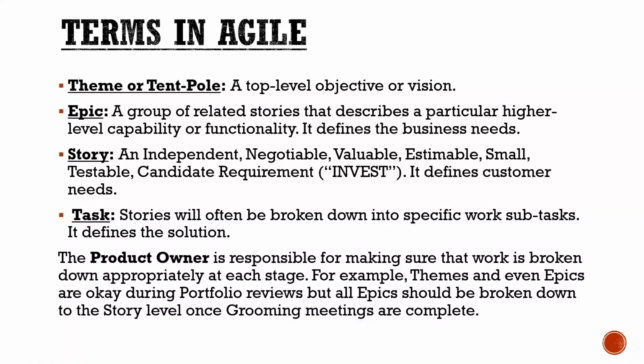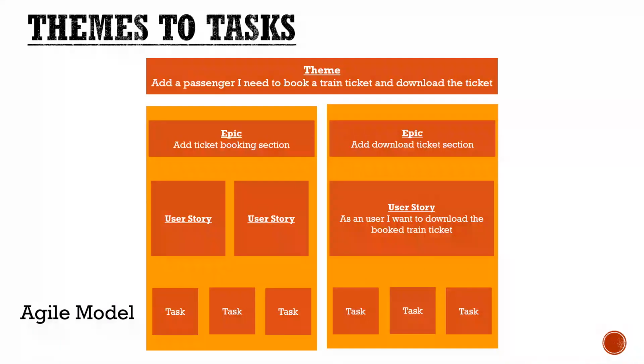It defines customer needs. Task: stories will often be broken down into specific work tasks. It defines the solution. The product owner is responsible for making sure that work is broken down appropriately at each stage. For example, themes and even epics are okay to use during portfolio reviews, but all epics should be broken down to the story level once grooming meetings are complete. We will see in the next slide what theme, epic, story and task are in much more detail with examples. Now we will see the examples related to the task, from theme to task.